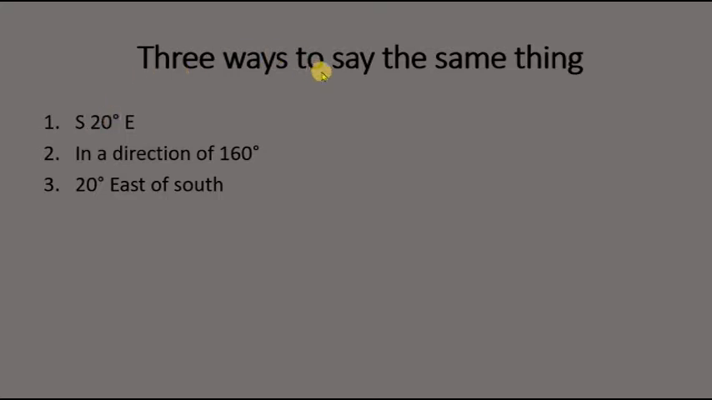Now, there are three ways that we can say the same thing, that we can give the direction on the compass. The first one can be, for example, south 20 degrees east, or it can be in a direction of 160 degrees. Then you start to measure it from north and all the way around. And then the last one will be 20 degrees east of south. Now let's look at two examples.